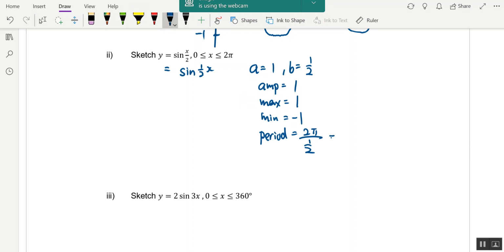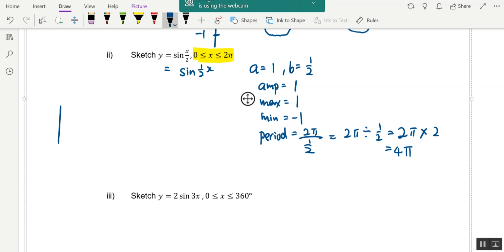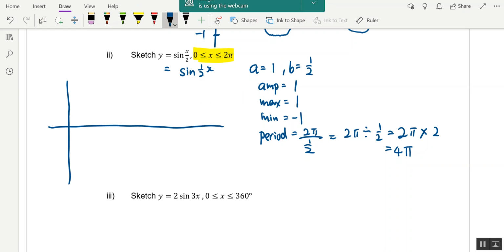2 pi divided by half is the same as 2 pi divided by 1 over 2, which is the same as 2 pi times 2 equals 4 pi. That means that my one cycle will take 4 pi to complete. But the question only asked me to draw up to 2 pi. Means that in 2 pi, how many cycles am I supposed to draw? Half a cycle.